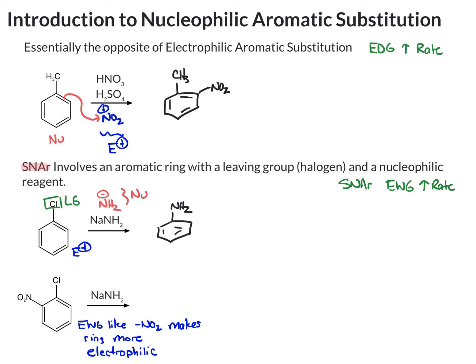So in the second example, again we're using NaNH2. Cl is the leaving group, so the NH2 will replace it, and the product will be very similar to our first structure. We have the NH2 up here, but we still have the nitro group on the ring. So we're going to explore a couple of different mechanisms for nucleophilic aromatic substitution.